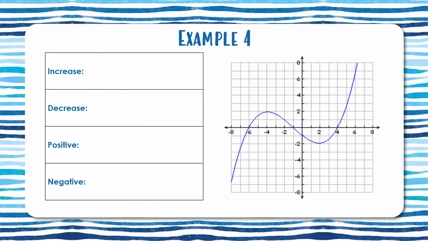And then finally, if we keep going, starting at 4 for the rest of the curve until infinity, we will be above the x-axis. So from 4 to infinity, it is also positive.